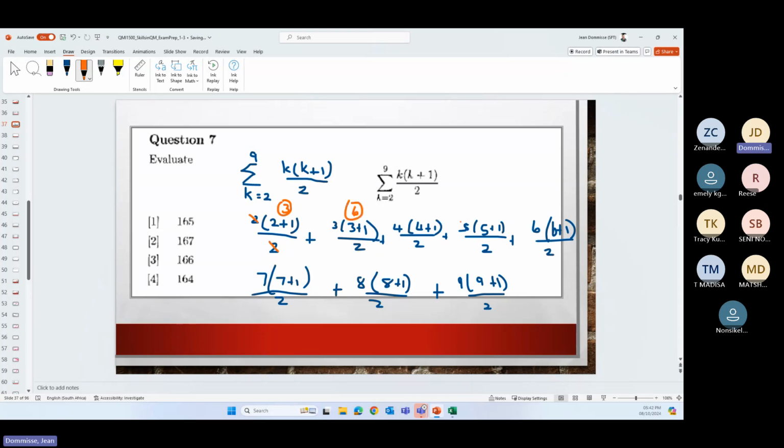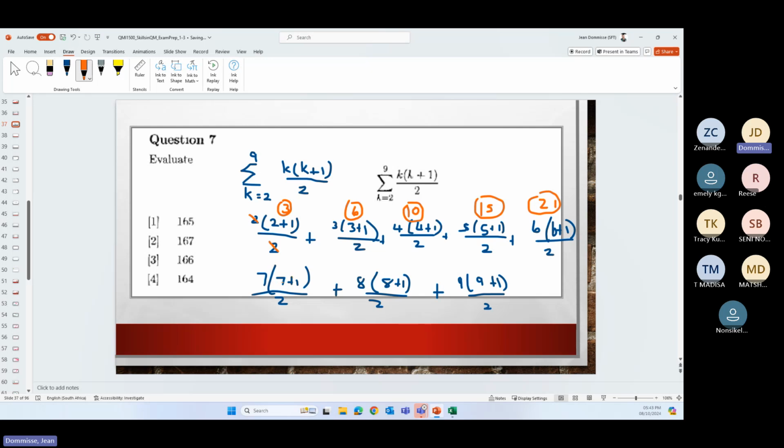Is there going to be a pattern here? Probably not. 4 times, what is that? 5 is 20. 20 divided by 2 is 10. I hope I'm doing it right. 5 times 6 is 30. 30 divided by 2 is 15. 6 times 7 is 42. 42 divided by 2 is 21.